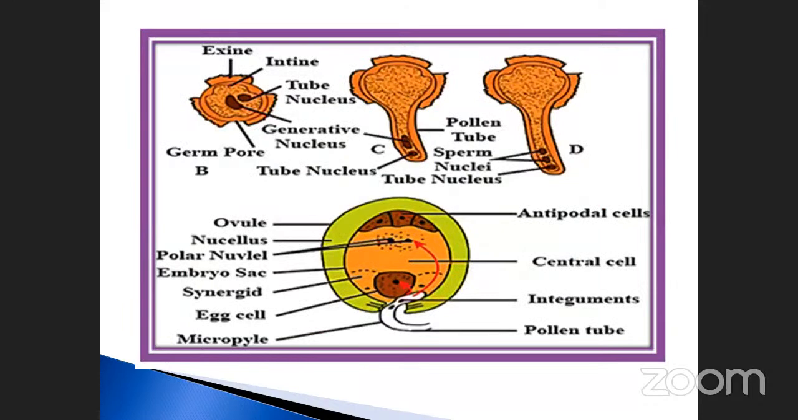This is already known. This is the exine, the outermost thick wall. That is the intine. Inside there is a layer, and this is the tube nucleus. See here, this is a tube nucleus. This is a generative nucleus. This is collectively called the germ pores.